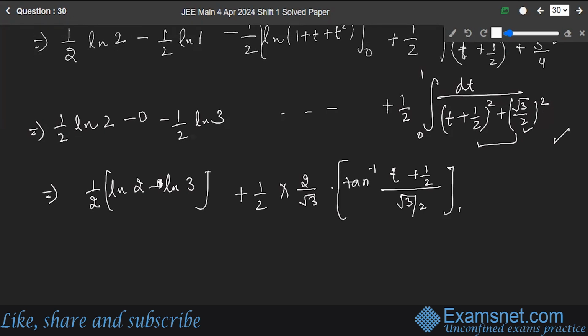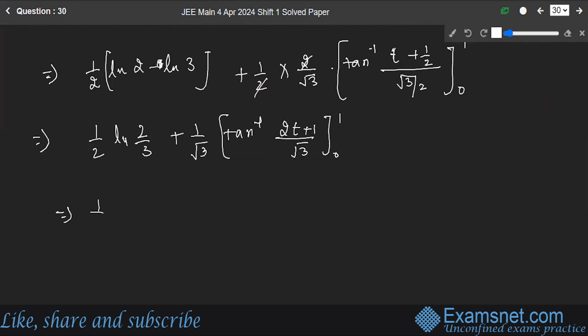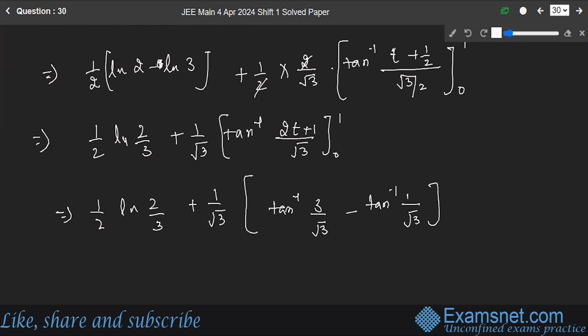Again, the limits. So this will be half, this will give me natural log of 2 by 3. Here will be 1 by root 3, so this will be tangent inverse of 2t plus 1 upon root 3, because 2 and 2 will cancel from numerator and denominator, limit 0 to 1. So this is half of log of 2 by 3 plus 1 by root 3, and this will give me tangent inverse 3 upon root 3 minus tangent inverse 1 upon root 3.